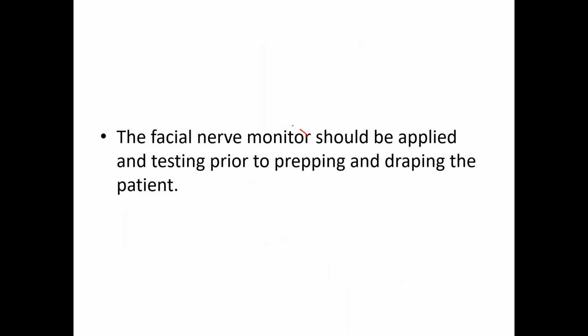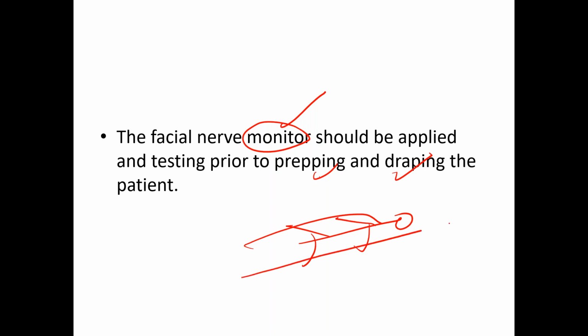The facial nerve monitor is used before prepping and draping the patient. What is prepping and draping the patient? When you are putting the patient on the table, you put some cloth, and then you put some cloth around the neck also, around the head also. That is called prepping and draping. This is one terminology you should know for this particular surgery, one technique related to it.